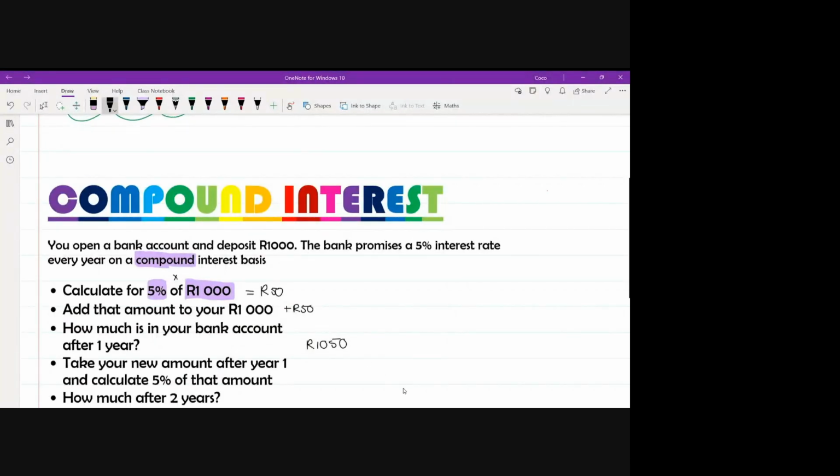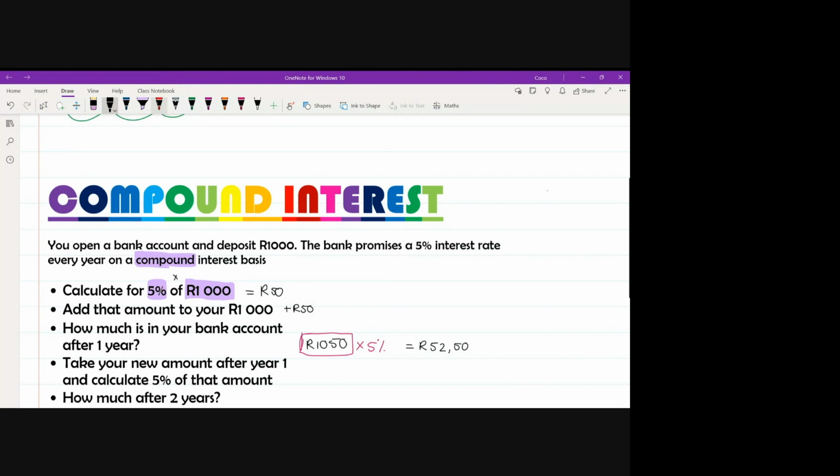1,050 Rand. Now, the bank says, because it's a compound interest formula, we're going to take this 1,050 and we're going to give you 5% of that. So let's calculate 5% of 1,050 and tell me how much that is. 52.5. Correct. So we make 52 Rand and 50 cents.